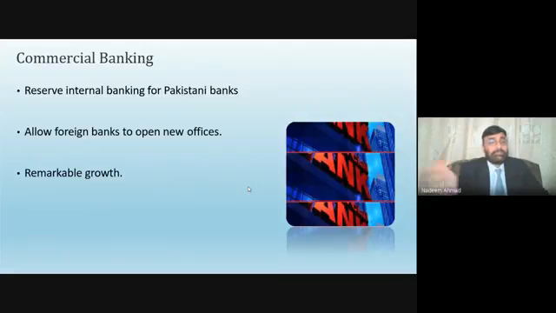Commercial bank reserves, internal banking for the Pakistan banks.